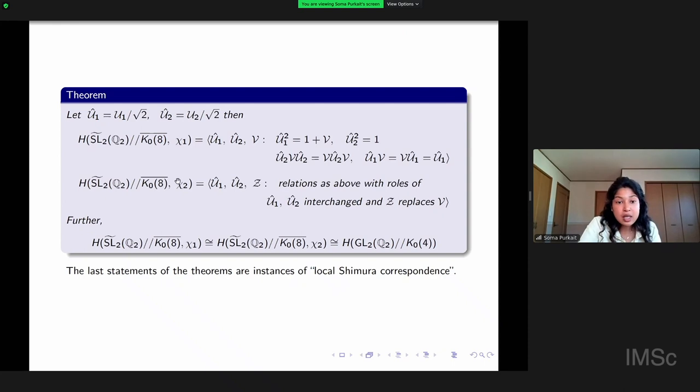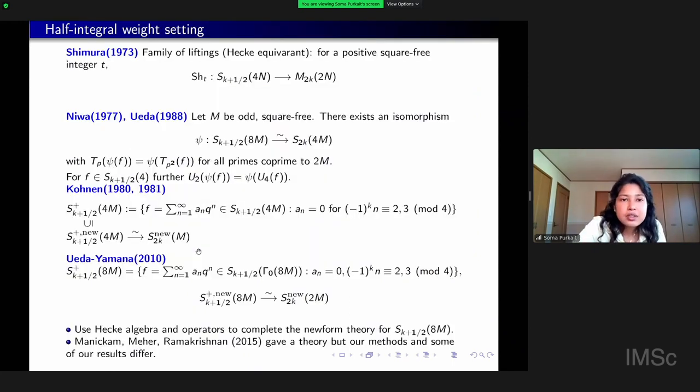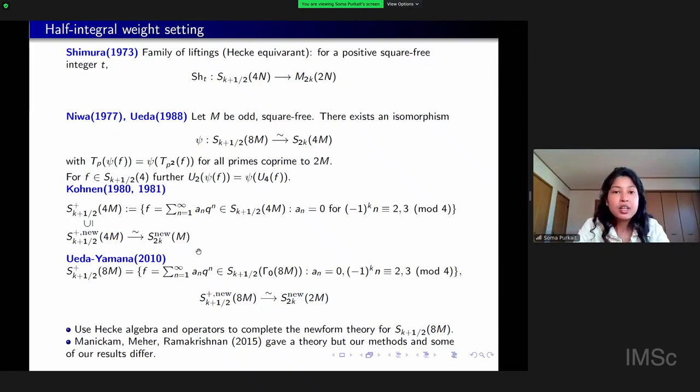And same for the chi2. So we see that the Hecke algebra of SL2 tilde modulo K08 is isomorphic to the Hecke algebra of GL2 Q2 modulo K04, when we are restricting ourselves to character chi1 and chi2. Okay, so now we use these elements U1, U2, V to actually try to give a newform theory. So I think I'm going pretty slow.